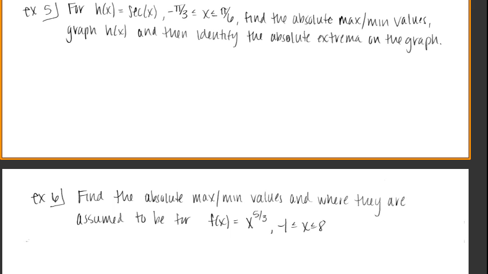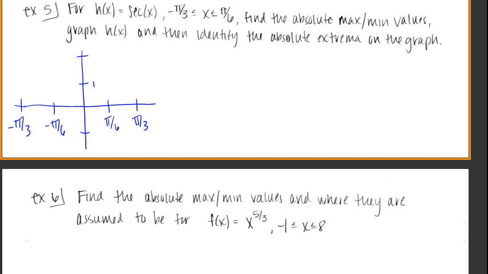Here in example 5, for our function secant of x, we want to find the absolute max and min values, and again, all the same thing. So let's draw ourselves a picture. We're going to go on the interval from -π/3 to π/6. So let's make this π/6, π/3, and then we'll call that -π/6 and -π/3. Go 1 and 2, -1.